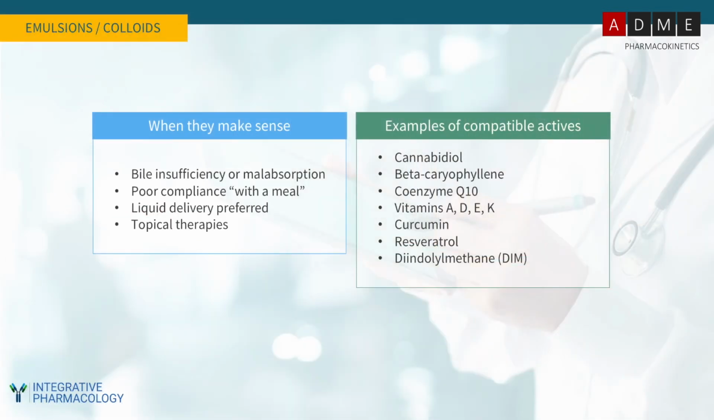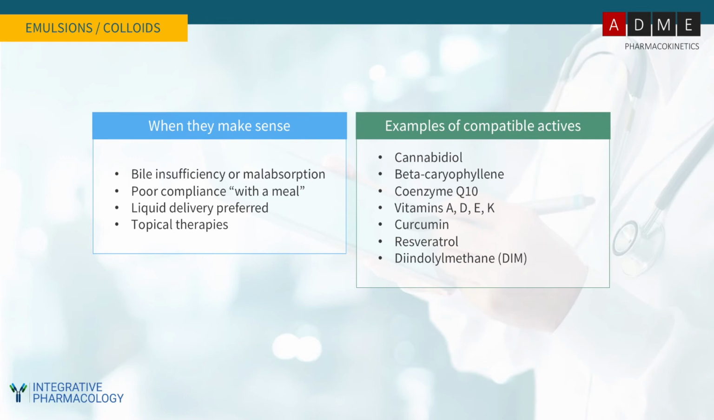So when do these systems make sense in clinical settings? If you have a patient with bile insufficiency or fat malabsorption, you might want to take a look at what's available as far as emulsions and colloids go. Whenever there's poor compliance with a meal for whatever reason, if you want more flexibility throughout the day for dosing, you generally don't need to take emulsions and colloids with food because you're not depending on bile for emulsification.